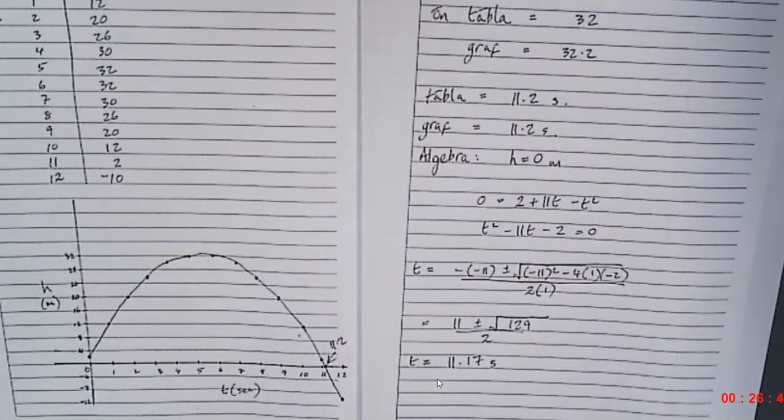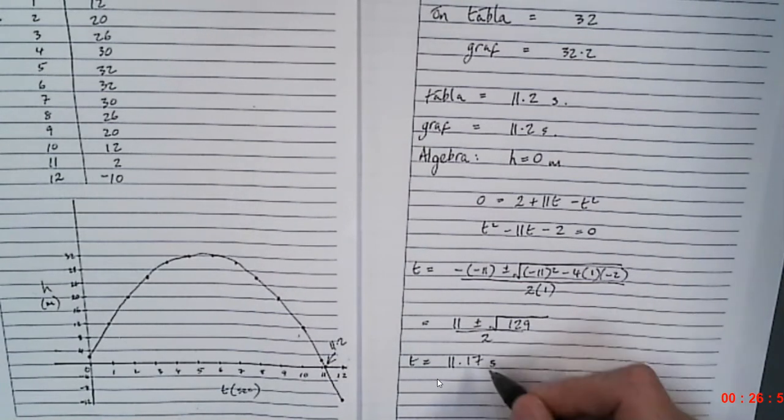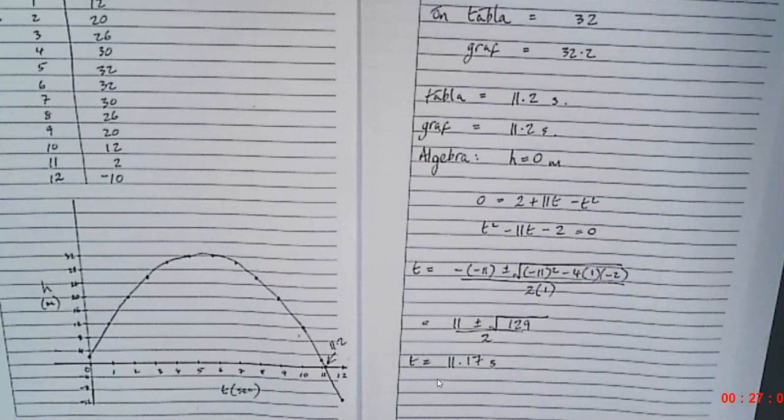Obviously the other answer is going to be negative, so you cannot have a negative time because we do not travel backwards in time. We do not travel back in time.